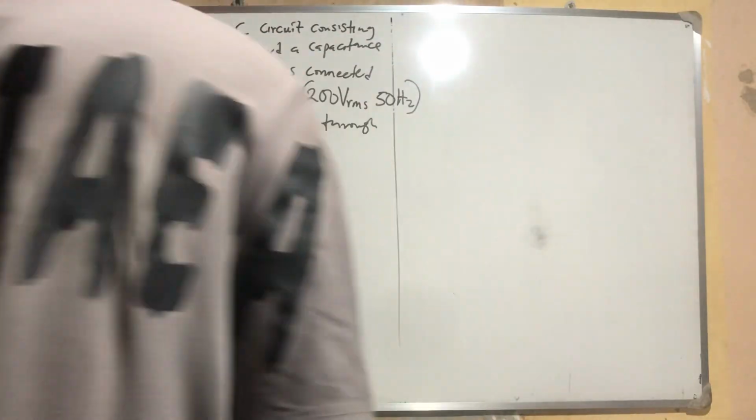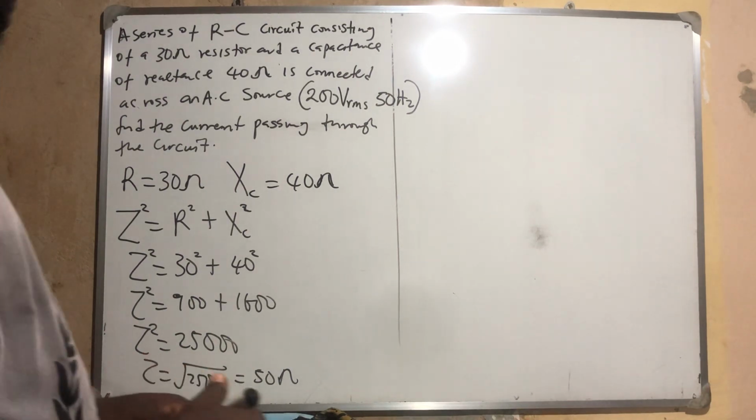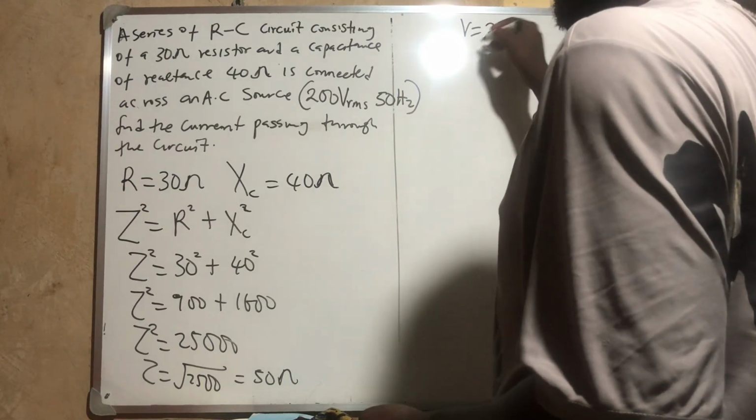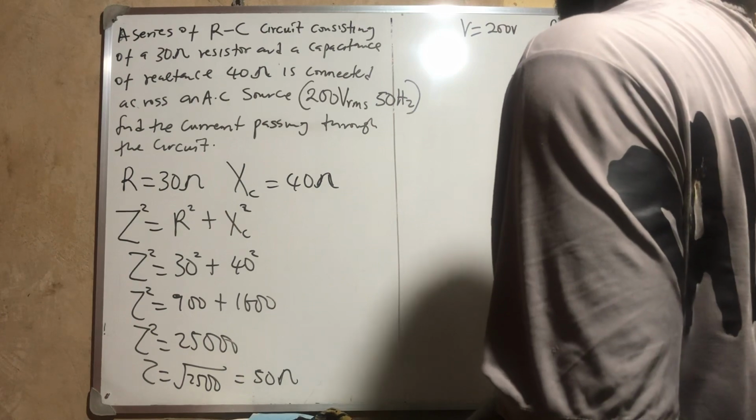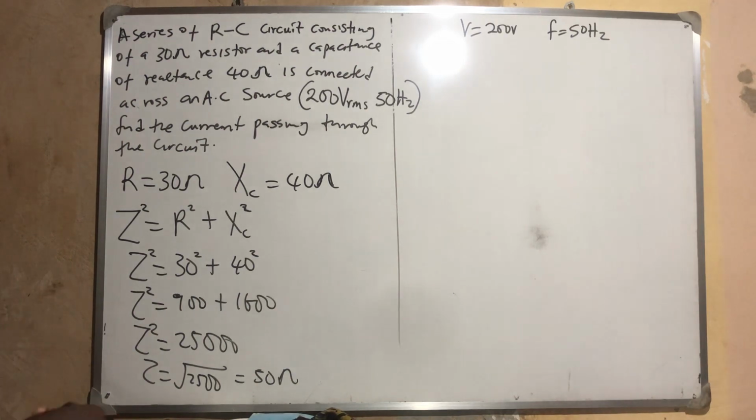20 V RMS. Okay, so that is the voltage of the source. They gave me that the voltage is equal to 200 volts. And the frequency they gave me there is 50 hertz. If they gave me a frequency of 50 hertz, what do we need to do? They say I should calculate the current.